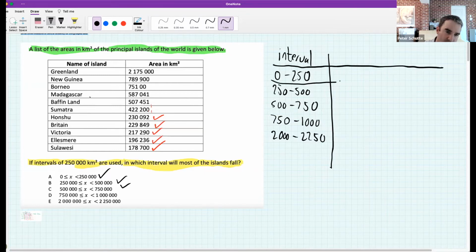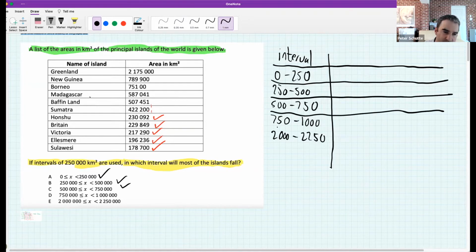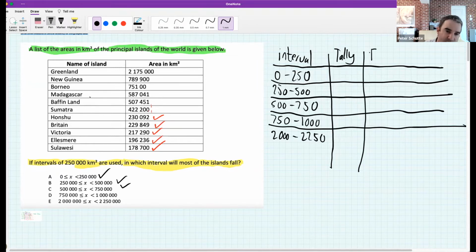Now, normally, if we are creating a grouped data table, if they haven't given us the table from scratch, the next column we'll do is something called a tally column. And then next to that, we would have frequency. So I'm going to show you how we would do the tally column. What I would do is start at the very top and go, okay, do that one. Now, which one does that go into? It goes into this one. Okay, 789, which one does that go into? It goes into that one. 751 goes into that one.